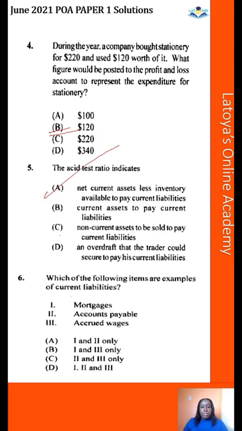Question 6. Which of the following items are examples of current liabilities? Example of current liabilities is going to be accounts payable and accrued wages, not mortgage. That is a long-term liability. So the answer is going to be C, 2 and 3 only.